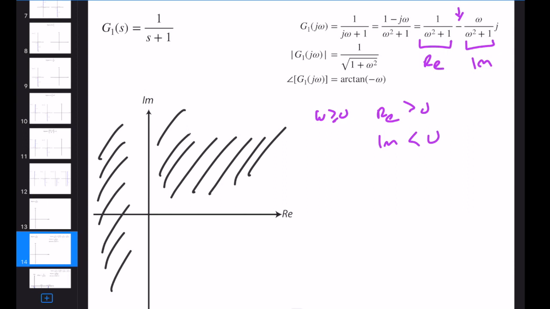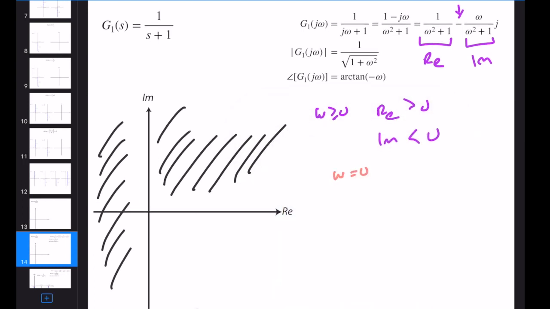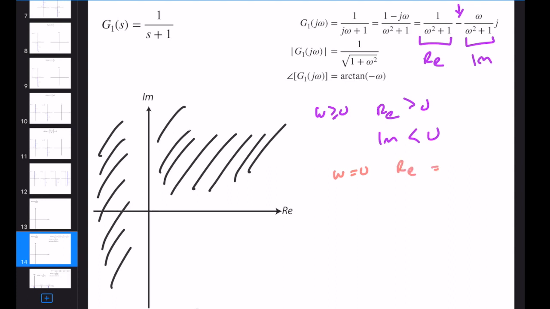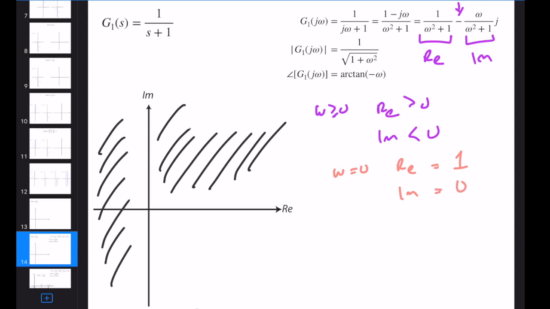Okay, so let's start with omega equal to 0. What's the real part? It is equal to 1, right? What's the imaginary part? It's equal to 0. It's good. Okay, it is here. Very good. So now we can look at omega going to infinity. The real part will go to 0. If you look at this, you can see that. The imaginary part will also go to 0. Okay, so we will be here.